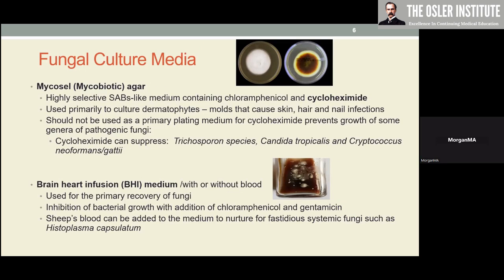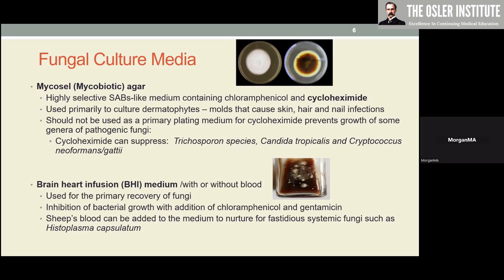Another one that's important to remember is mycosel or mycobiotic agar. This is a very selective SABS medium that contains both chloramphenicol and cycloheximide. It's used primarily to culture dermatophytes. That's molds that can cause infections on skin, hair, and nails. You shouldn't use mycosel as a primary plating medium because it contains cycloheximide that can prevent the growth of some of the very important pathogenic fungi, such as Trichosporon, Candida tropicalis, and even Cryptococcus neoformans and gattii.